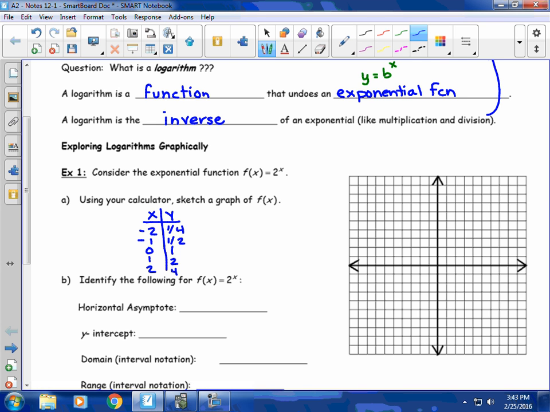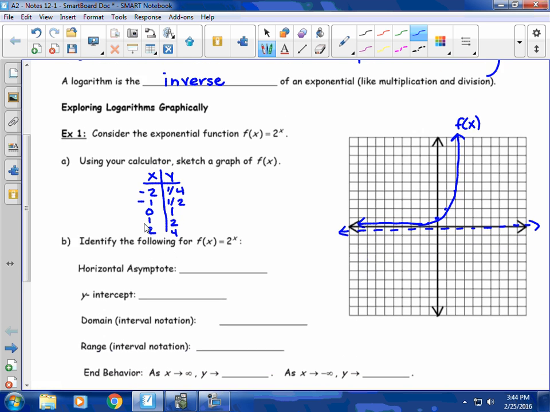All right, so let's plot that. So over here you've got -2, 1/4, so right about there. And then -1, 1/2, a little bit higher, 0, 1, 1, 2, 2, 4. Plotting that gives you f of x. So we've done a lot with exponentials. That should look very familiar to you. Remember, what else do exponential functions have that I usually graph? Horizontal asymptote. So there's a horizontal asymptote here at y equals 0. So go ahead and put that in.